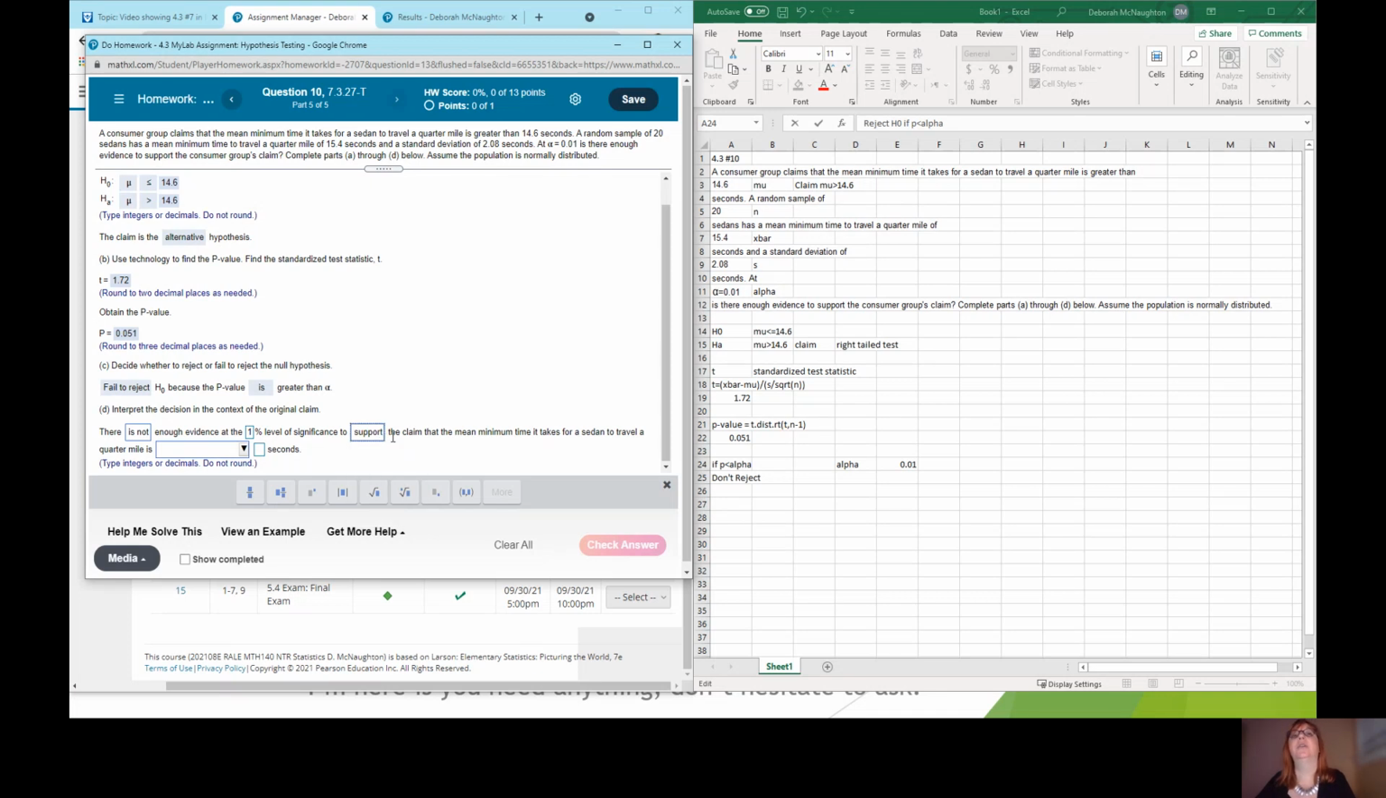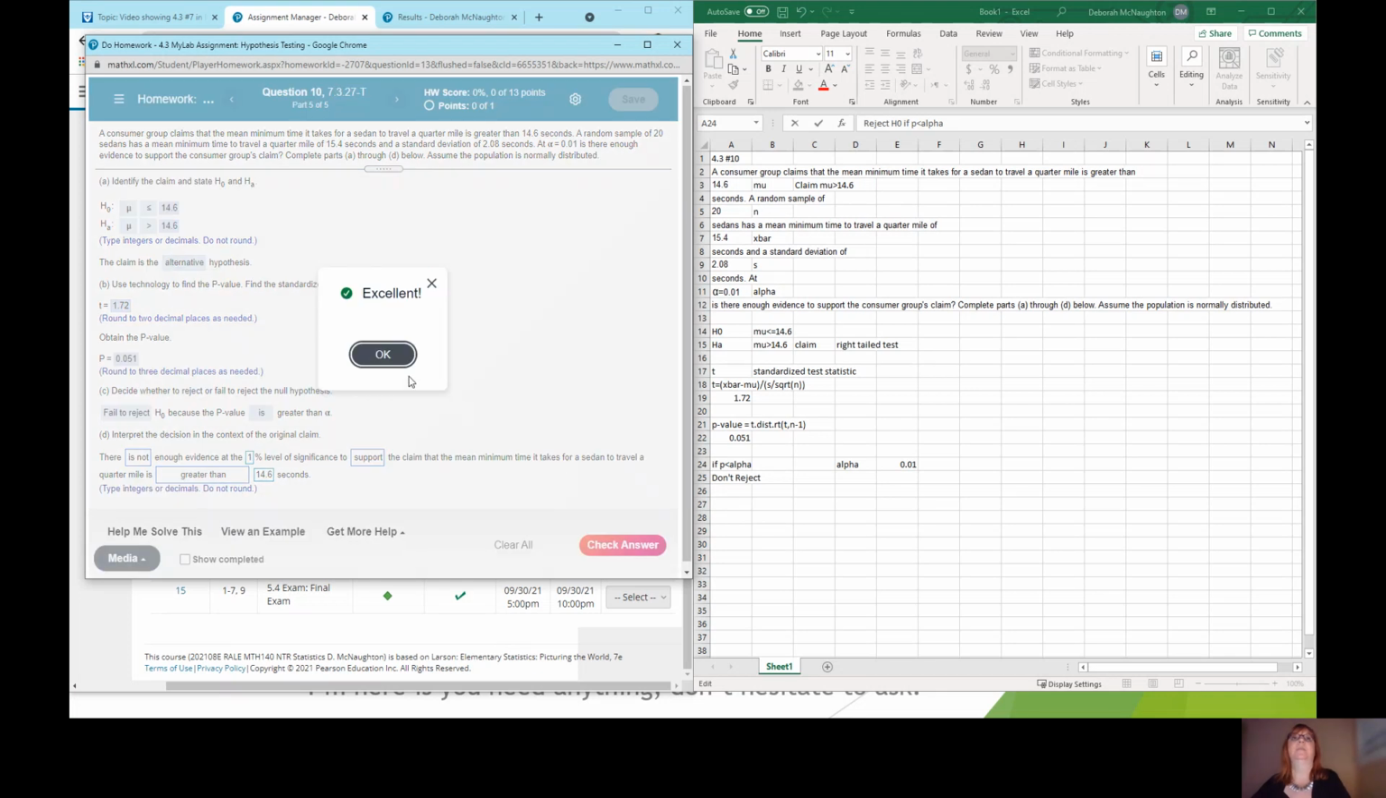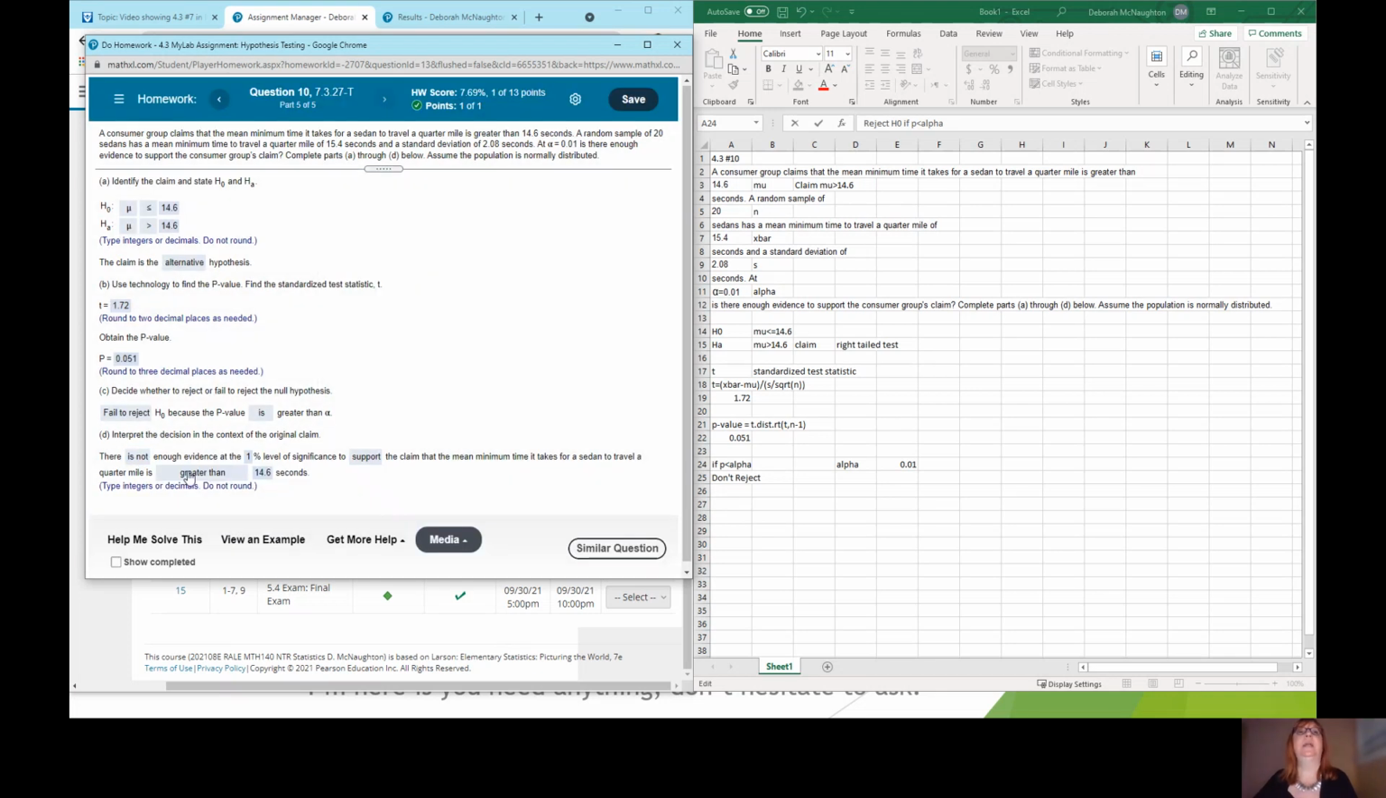I didn't pull up my little chart. The claim was that the time to travel a mile is greater than, so we just put in what our claim was. The claim is greater than 14.6. So there is not evidence to support the claim because we did not reject the null hypothesis. But it's a lot easier to do this part if you use the little table. I just didn't have mine in front of me. All right, so that's how you do number 10. I hope that helps.